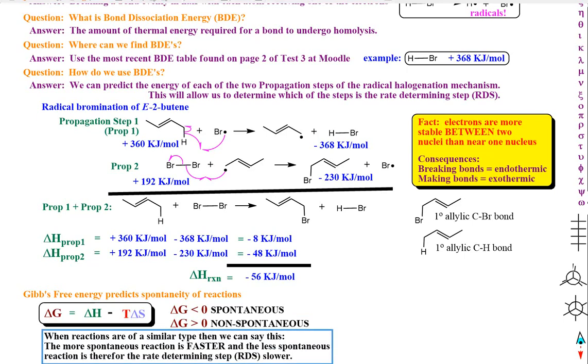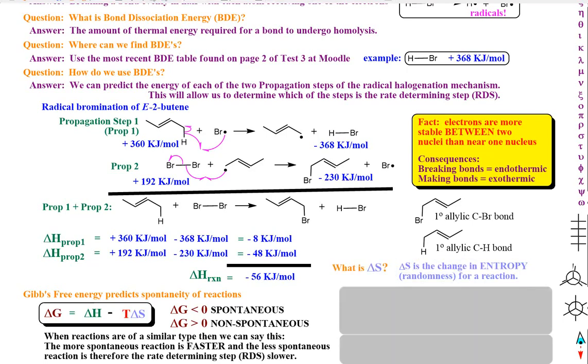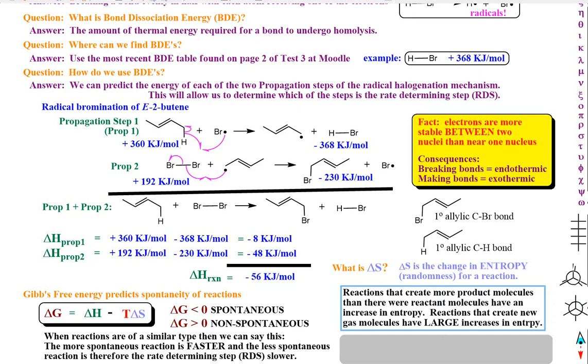This is good news. Our last thing we have to discuss is what is this delta S? Some of you are not familiar with that at all. It's a good question. So with delta S being the change in entropy or randomness of a reaction, if we see a reaction that creates more product molecules than there were reactant molecules, we have an increase in entropy. If we see reactions that create new gas molecules, they have large changes in entropy.